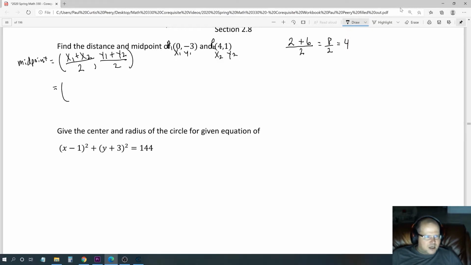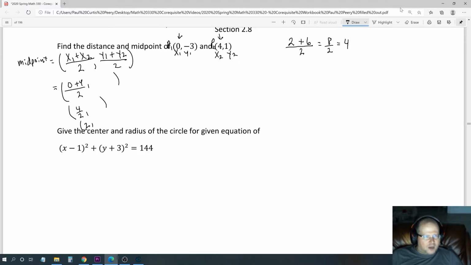Okay, so the x's. Well, x1 is a 0, and I just got it right there, right? And then we have x2 is the 4. So 0 plus 4 divided by 2. Well, that's simply going to be 4 divided by 2, which gives me a 2, right? I know this is crooked. Sorry. Okay. Now, what about the y's?